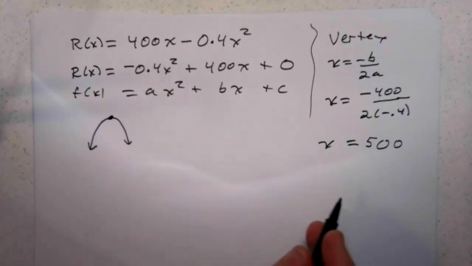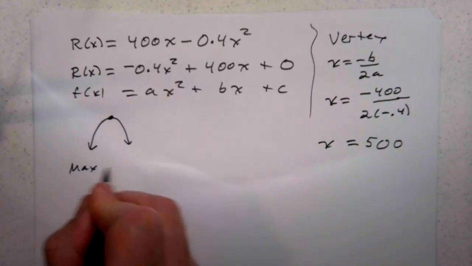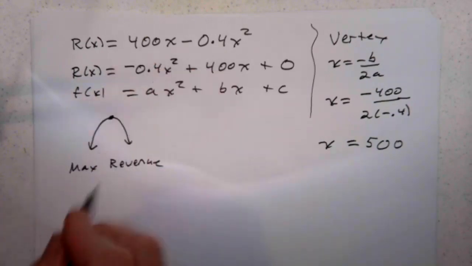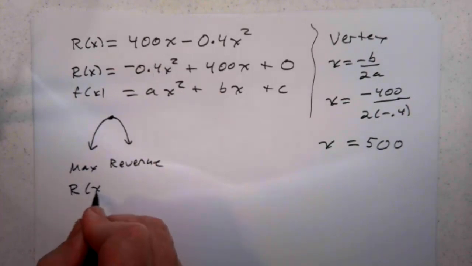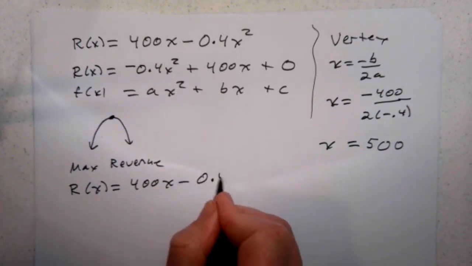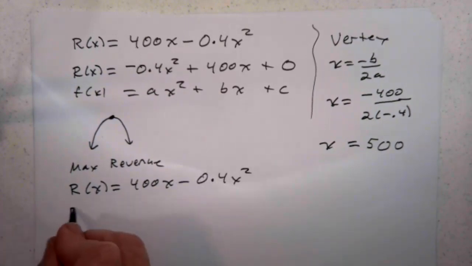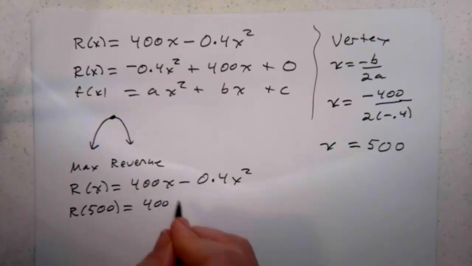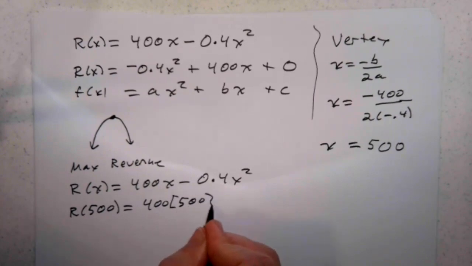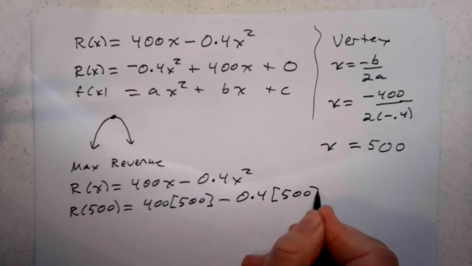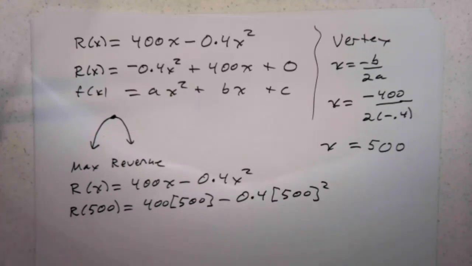But what is the maximum revenue? The max revenue will be plugging 500 into that function. So again, we have R of x is 400x minus 0.4x squared, plugging in 500. R of 500 is 400 times 500 minus 0.4 times 500 squared. So let's do that on the graphing calculator.